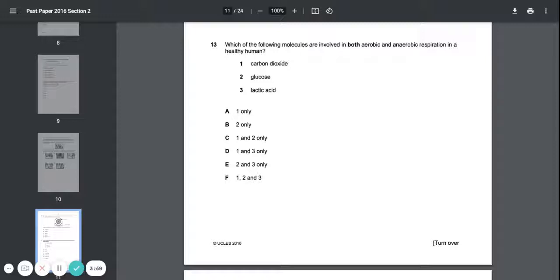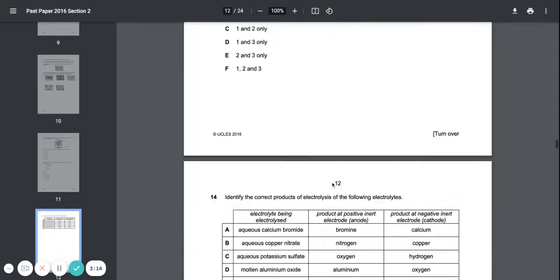We know that in both aerobic and anaerobic respiration, we have glycolysis as the only common reaction, and there is no link reaction or Krebs cycle or oxidative phosphorylation in anaerobic respiration, which are mitochondrial reactions. And carbon dioxide is a byproduct of the Krebs cycle, so it will not be present in anaerobic respiration. Glucose is a part of glycolysis, so it will be present in both aerobic and anaerobic respiration. Lactic acid is only a byproduct of anaerobic respiration, therefore our only option is option 2, and that is given in option B. So 13 is B.